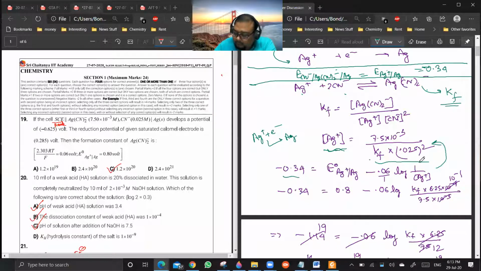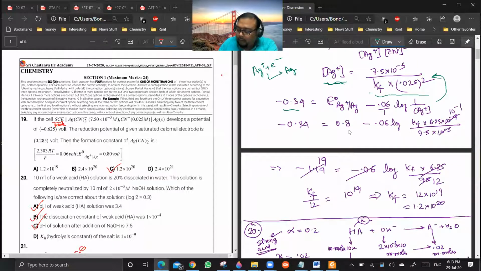So if I put the value of Ag plus here, I can write minus 0.34 is equal to 0.8, which is E naught Ag plus slash Ag, minus 0.06 log of this whole value. So if you shift this side and do the mathematics, we'll get Kf by 12 to be 10 power 19, and Kf is equal to 12 into 10 power 19, which is 1.2 into 10 power 20. Are you getting this point?